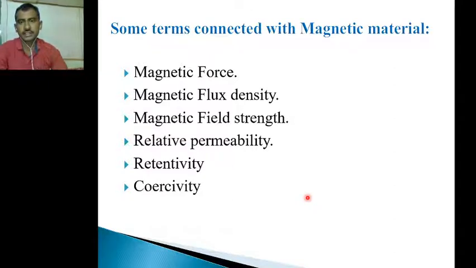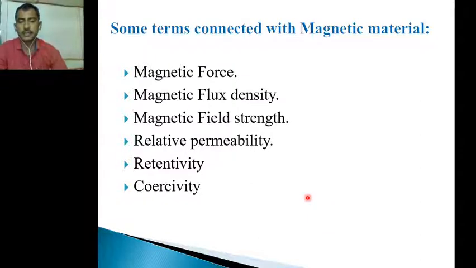And magnetic flux density. Magnetic flux density means the effect of the force through an area. That means every magnet will affect a particular area. That area is called the magnetic flux density, and it is given with the capital letter B. And magnetic field intensity means the intensity of the magnetic force, also called magnetic field strength, and it is represented with the symbol H.